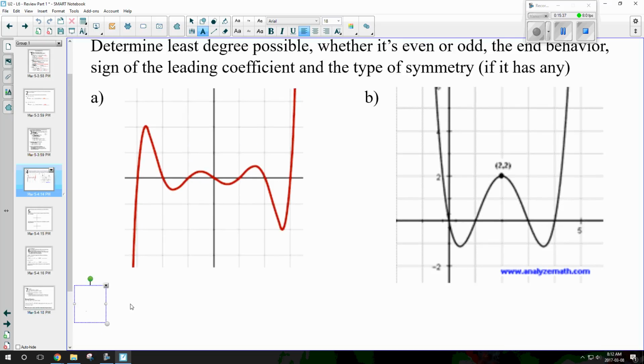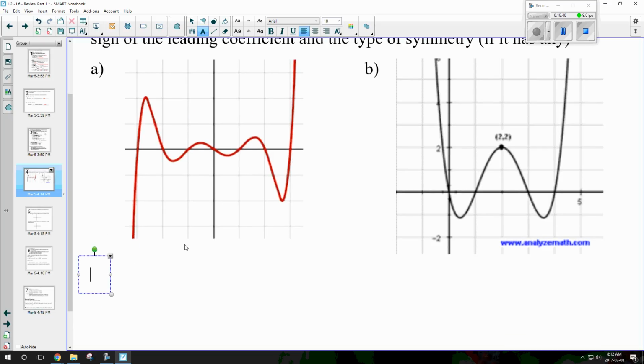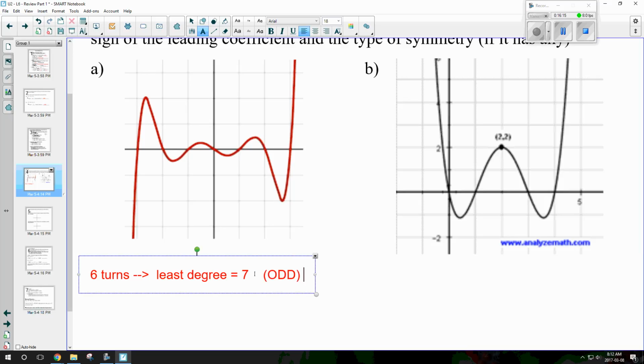The first thing we need is the least possible degree, so we need to count the number of turns. So we have 1, 2, 3, 4, 5, 6. So there are 6 turns. So we know that the least possible degree that it can have is 7. And because we know the least degree has to be 7, we know that that's an odd value.